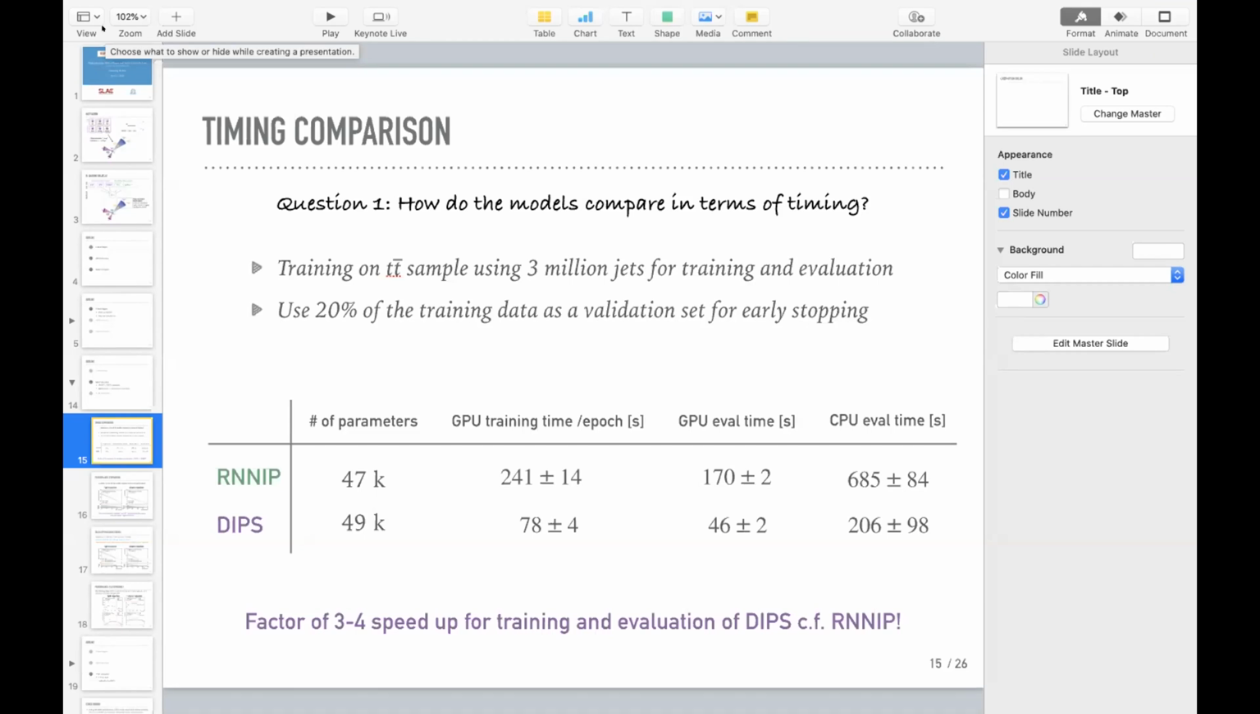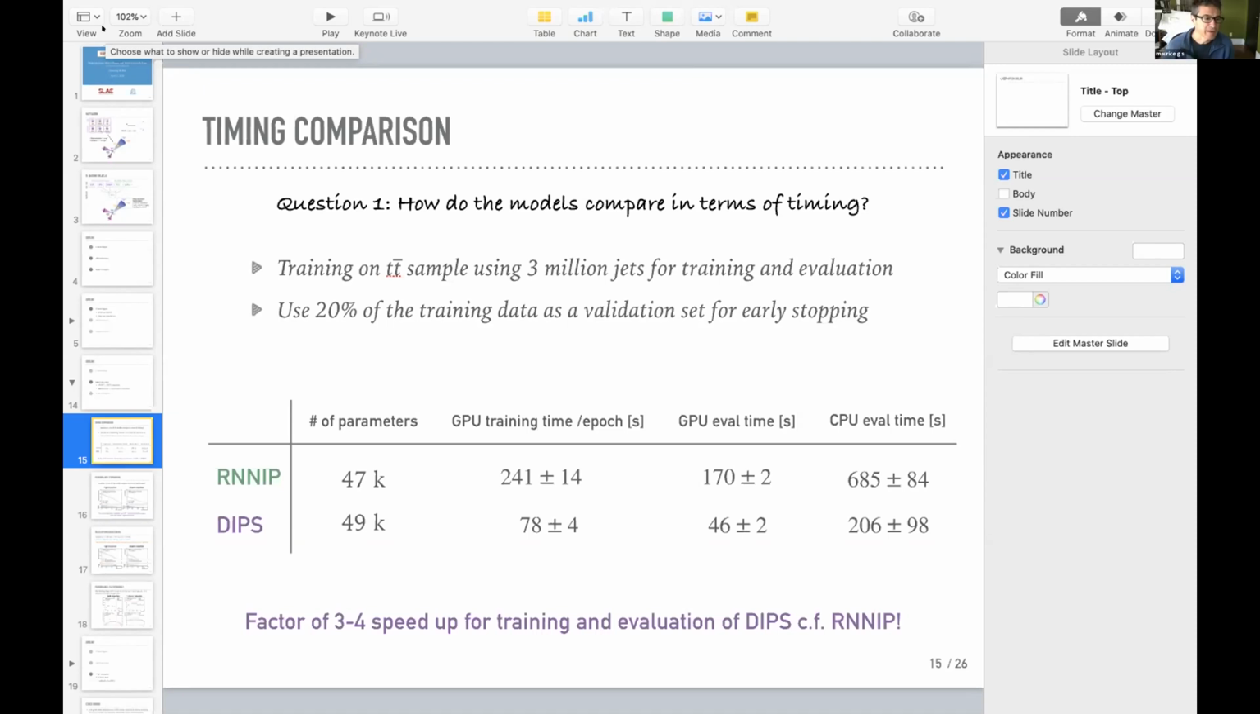Okay. And the final question I have is, this 46 seconds or 206 seconds, is that for how many events or jets? Thanks, I should have specified that. So I did 5 different independent trainings and then compared the training time per epoch for each of those 5 trainings. And this is the 3 million jets for training and then also 3 million jets for evaluation. Okay, so it's pretty fast actually.